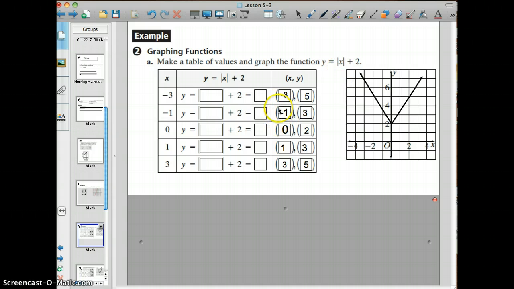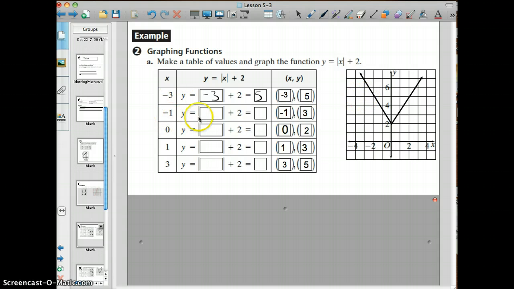So let's get a few numbers plotted here. Let's plug in -3. Well, we're going to take the absolute value of -3, we're going to get 3, add it to 2 for a total of 5. So the point is (-3, 5), which is plotted over here. (-3, 5). My graph's a little off.